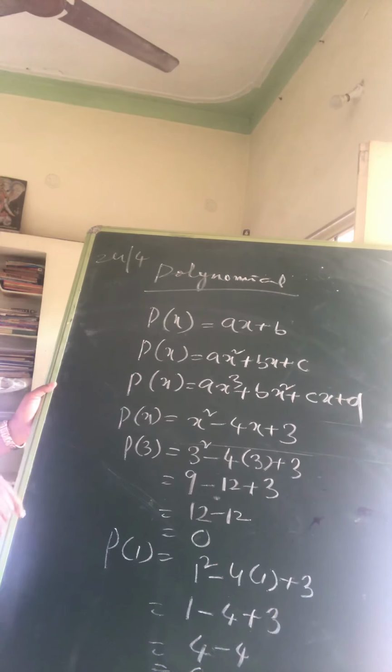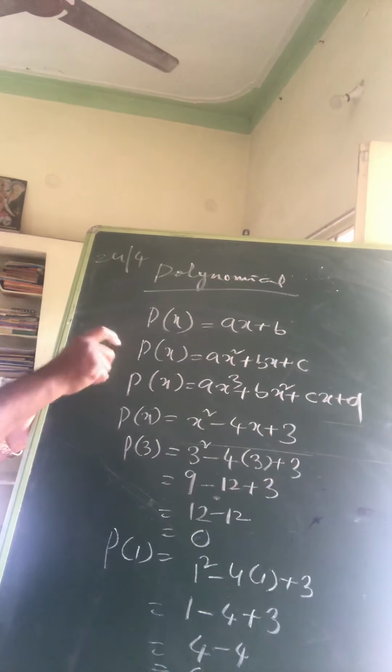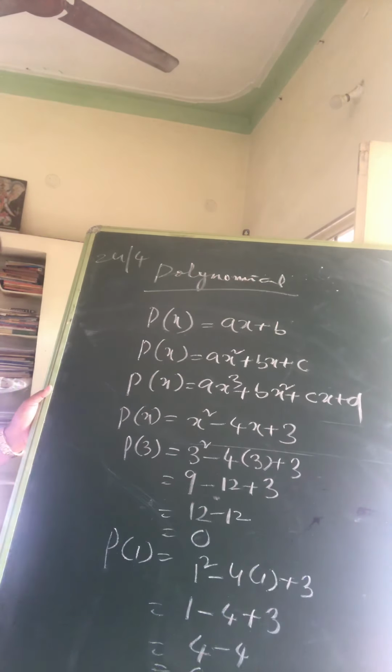Can we have any more zeros for this? We cannot, because it is a quadratic, second degree polynomial. We have only 2 zeros. Okay, now how to find the zeros? What we did was only the trial and error method. But now we are going to do it in the actual method to find the zeros.